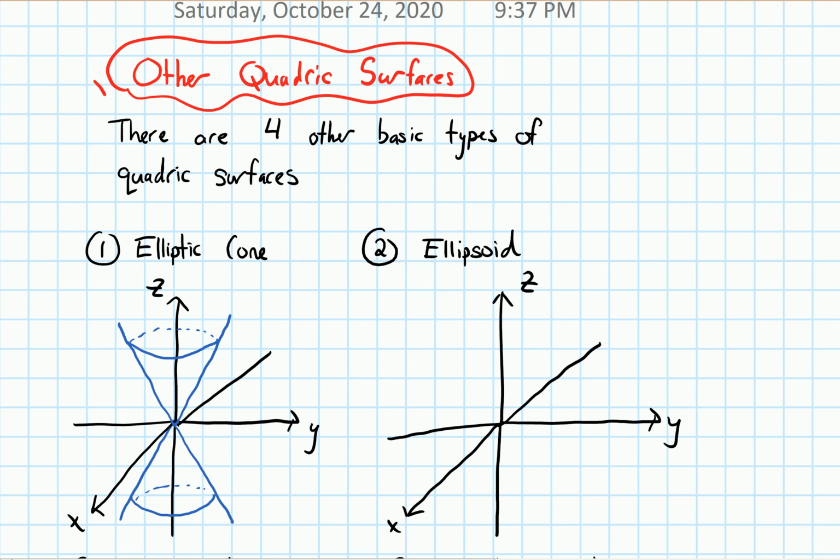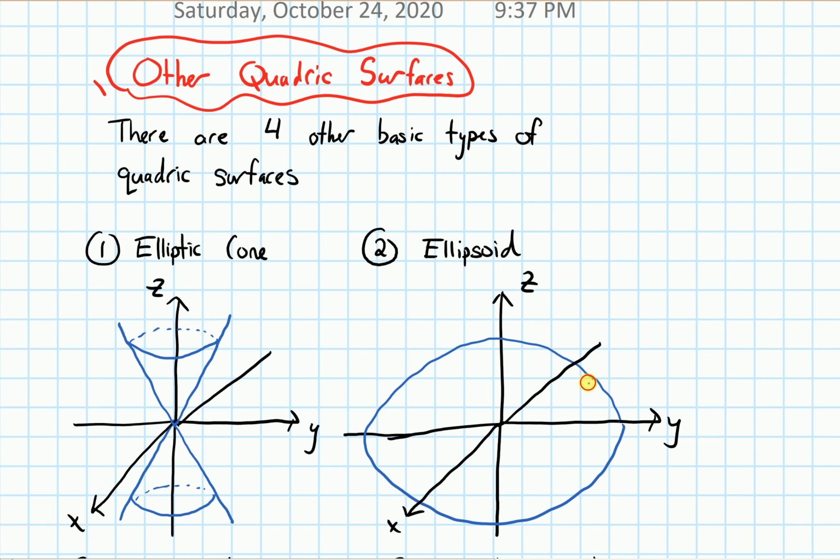Alright, so the next type of quadric surface is an ellipsoid. So an ellipsoid is sort of a 3D version of an ellipse. So I'm going to draw sort of this ellipse shape. Ooh, I need to draw my y-axis a little bit longer. So negative y-axis, make that longer. And the cross sections are going to be ellipses.